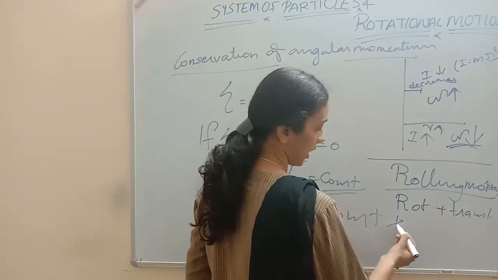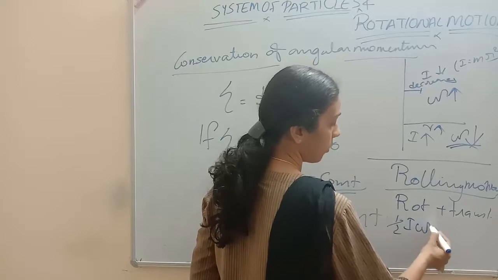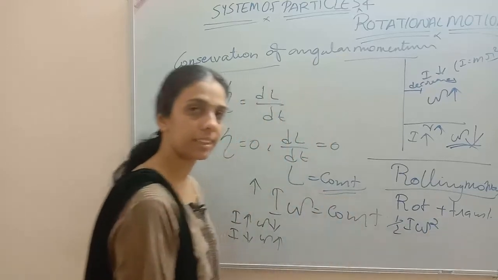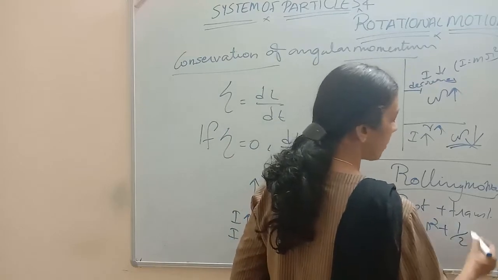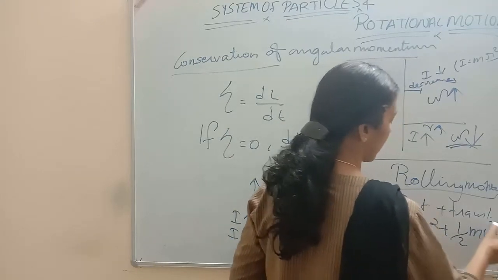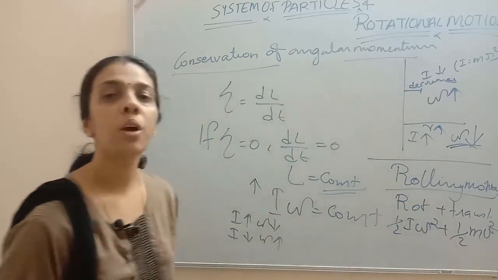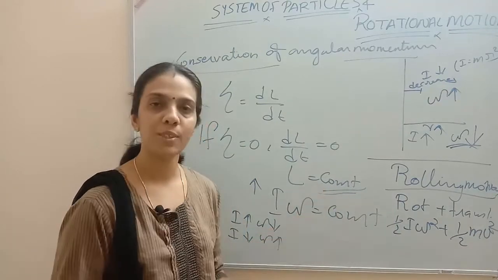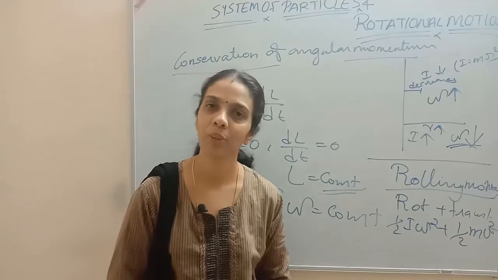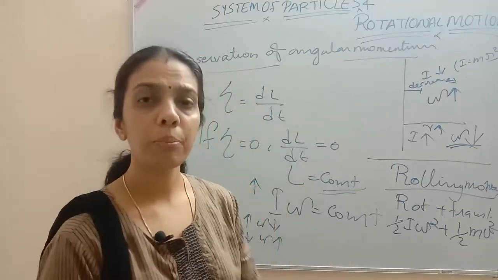In rotational motion, what is the kinetic energy? Half I omega square is the kinetic energy. In translational motion, what is the kinetic energy? Half m v square is the kinetic energy. So if we add these two, we will get the total energy in the case of rolling motion. Okay, clear?